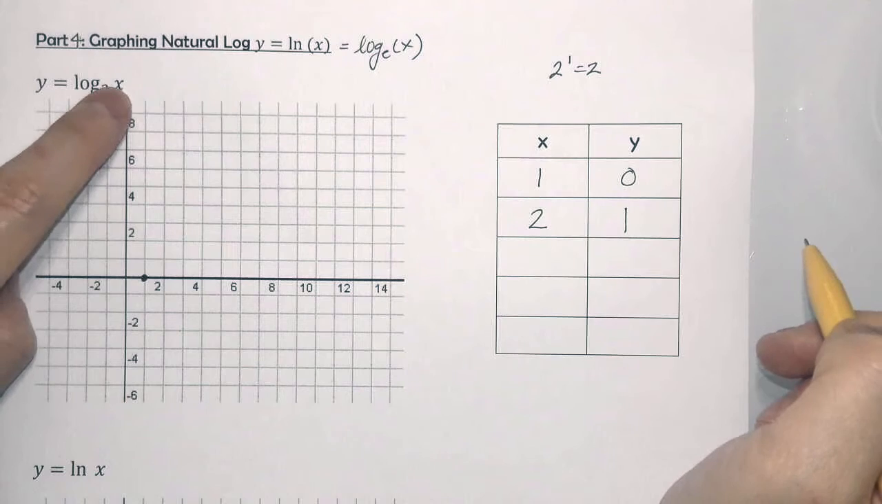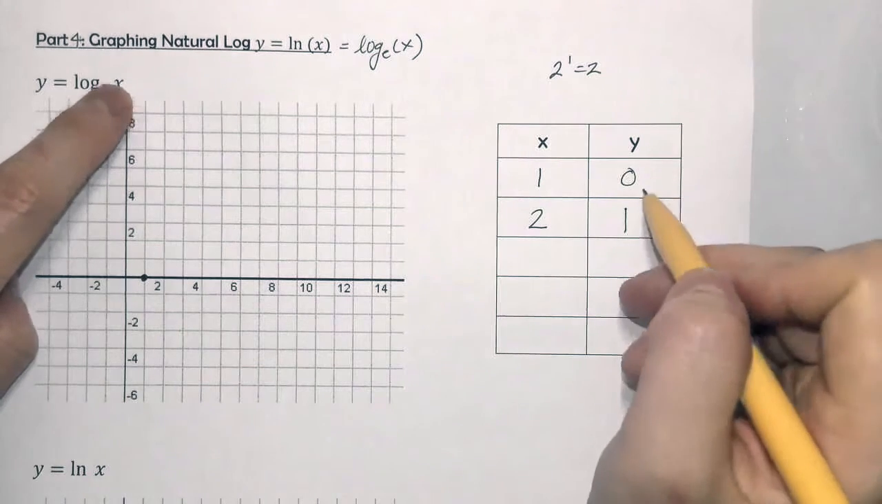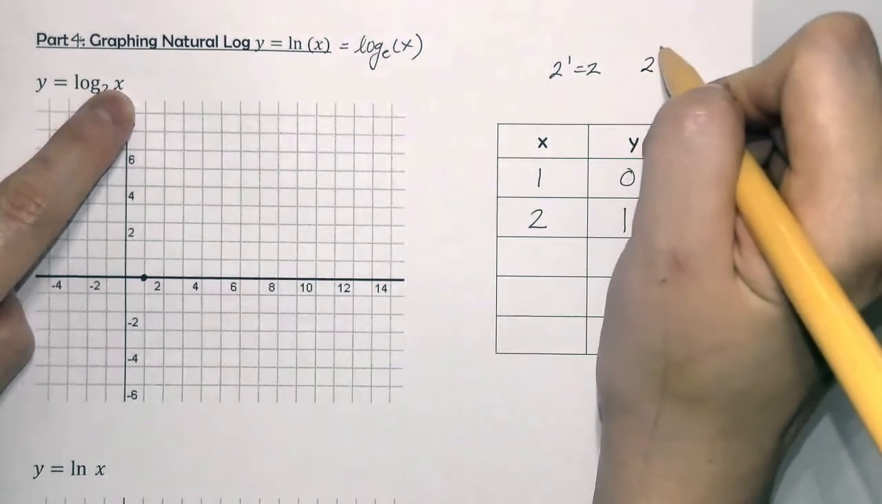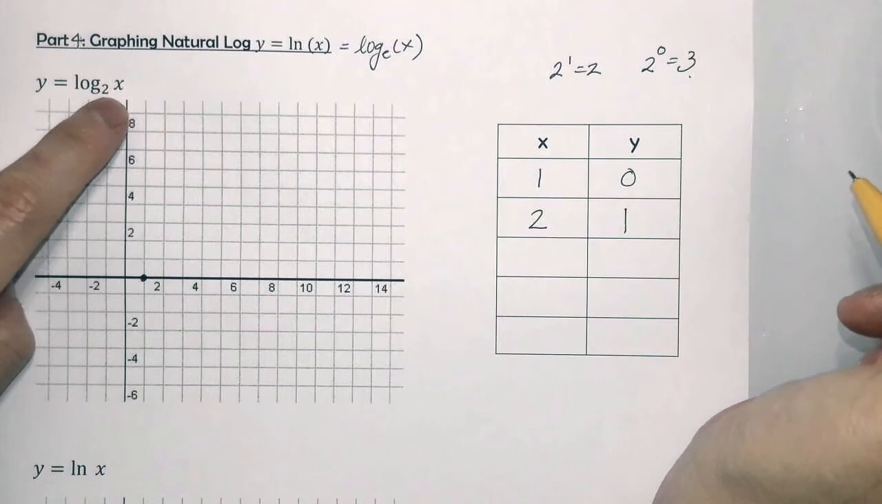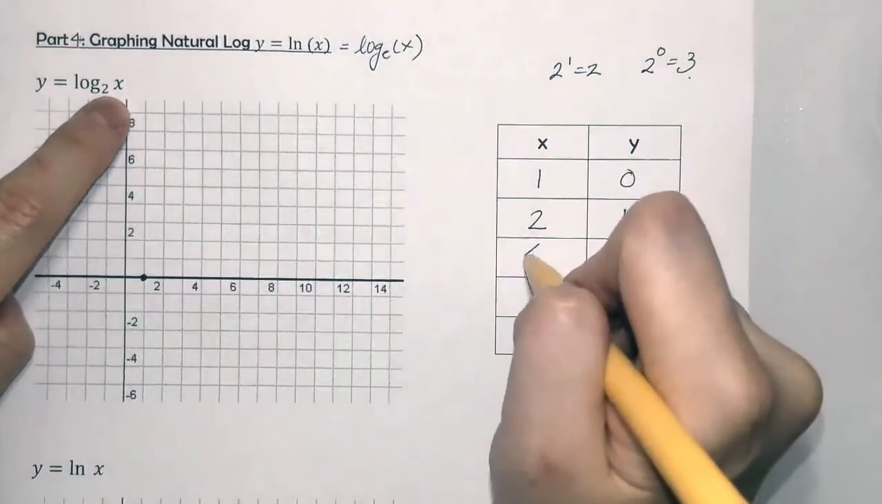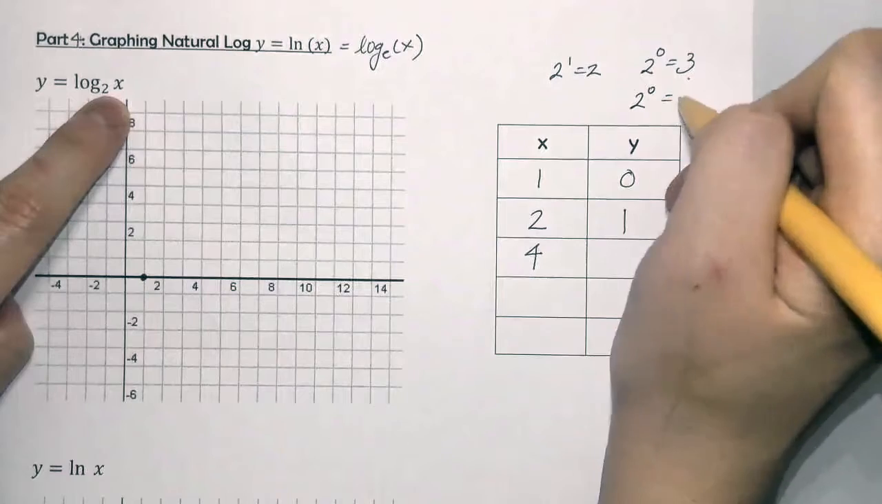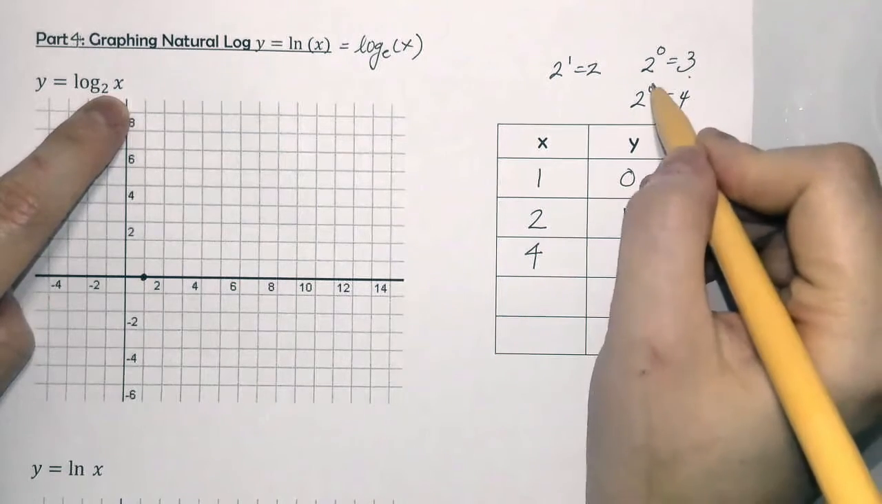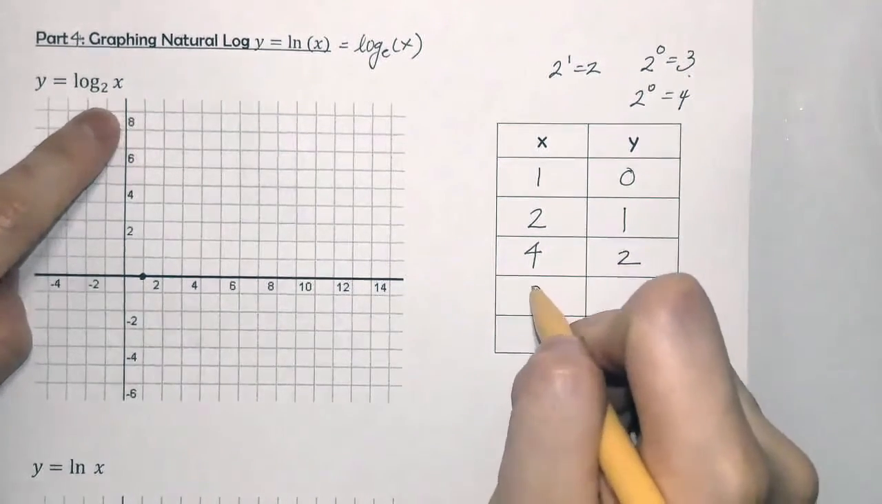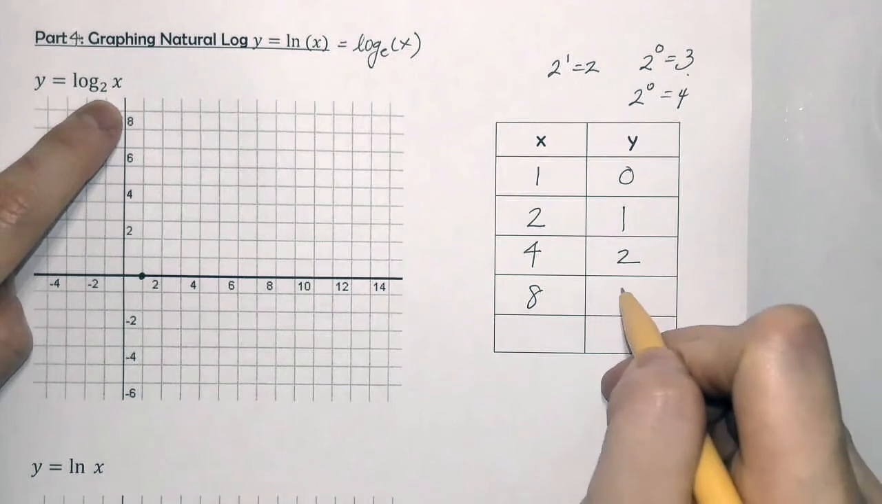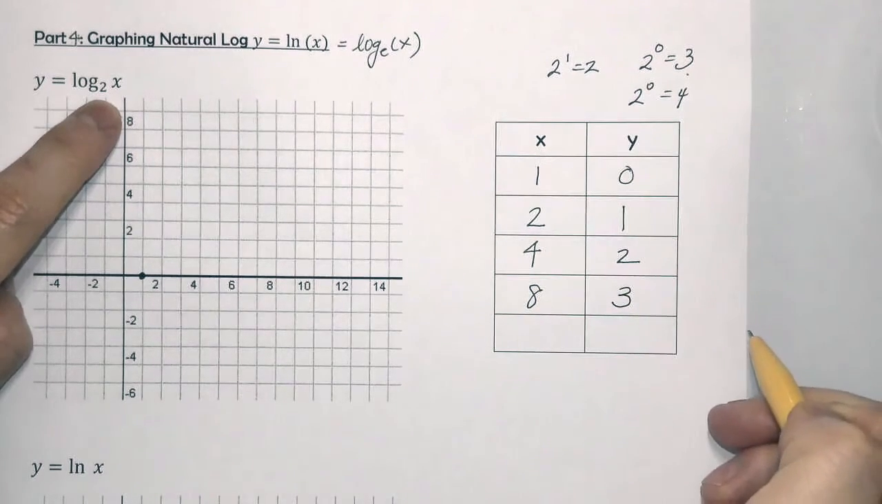What's another easy one? Well, if I do 3, log base 2, 2 to the power that gives you 3, it's not very easy to come up with. So why don't we do 4? 2 to a power that gives you 4 would be 2, so then the y value would be 2. And then another number is 8. 2 to the power of 3 is equal to 8.